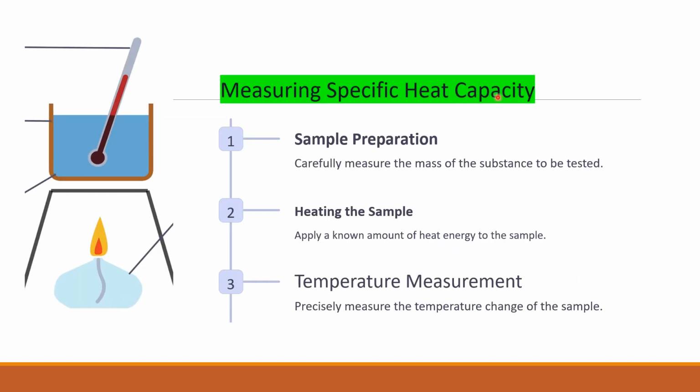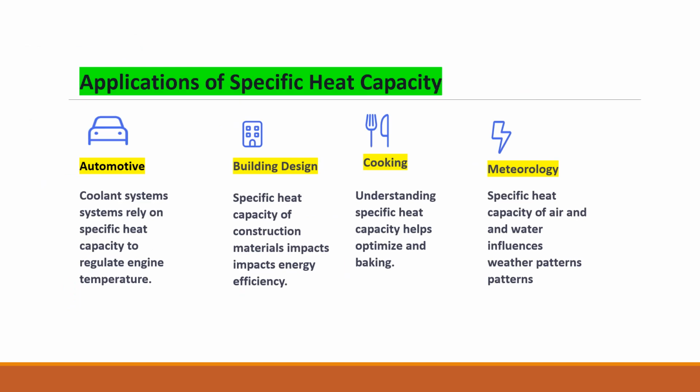Then, measuring specific heat capacity. How do we measure this specific heat capacity? First we take a sample. That is, we want to measure the specific heat of some substance. First we measure the mass of the substance. Then we supply some amount of heat energy. Then we find out the temperature. By using this method, we can measure the specific heat capacity of a given material.